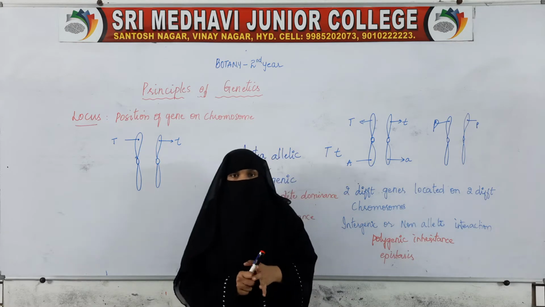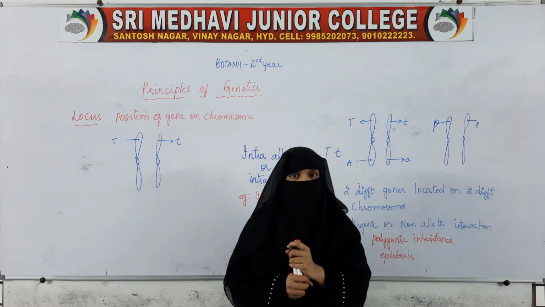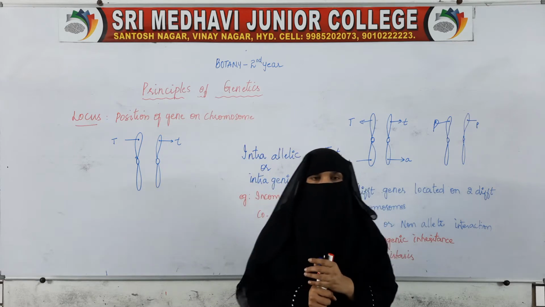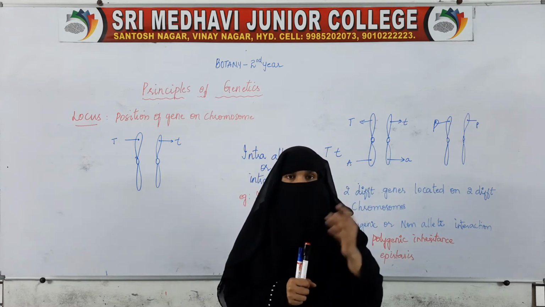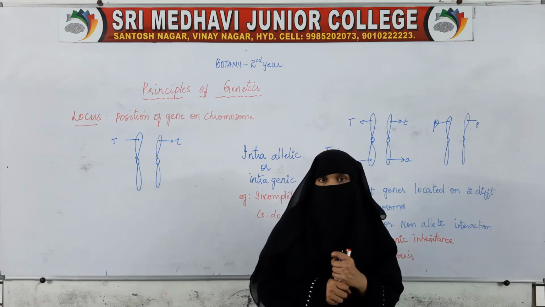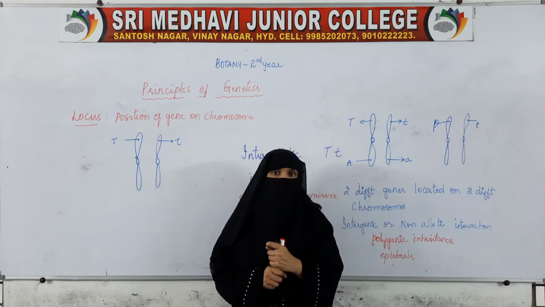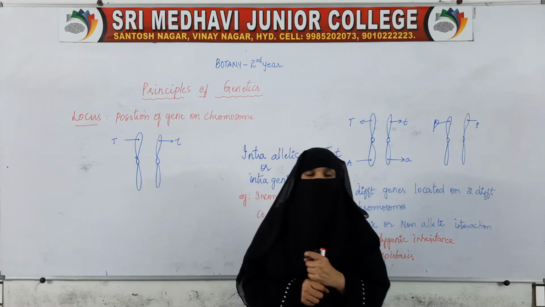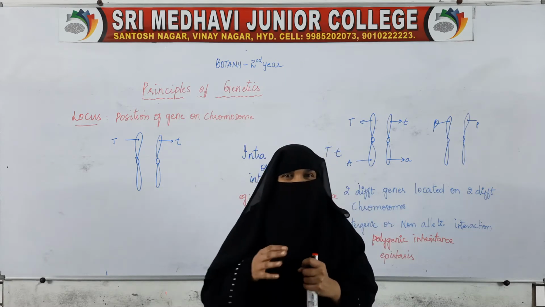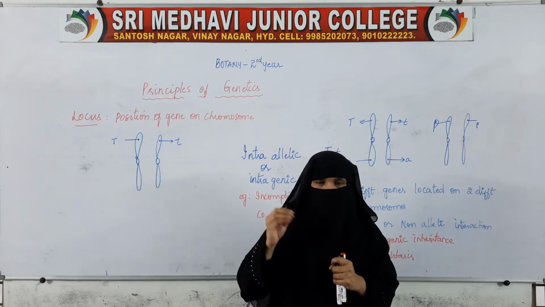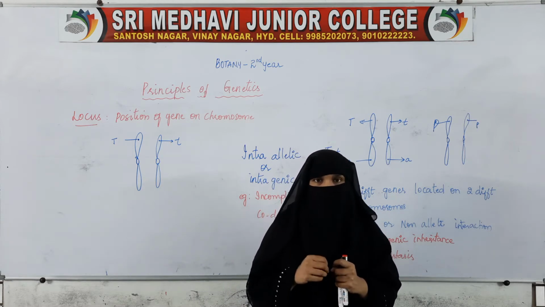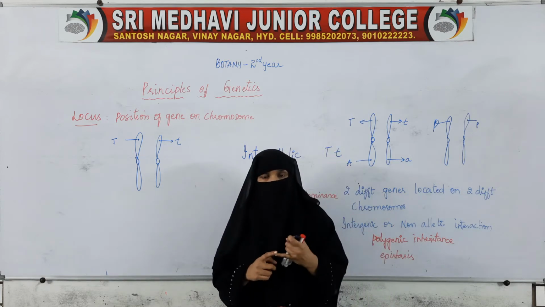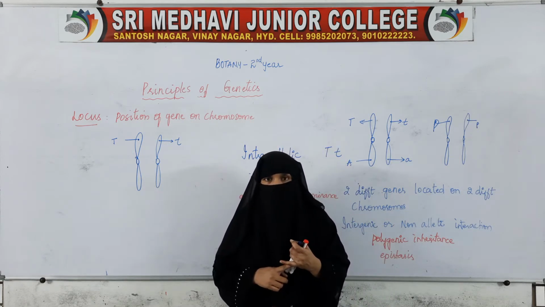Welcome everyone. In the previous class we studied the different types of crosses. We studied Mendel's laws of inheritance, the three laws: the law of dominance, the law of segregation and the law of independent assortment. We have also seen why Mendel chose those characters. Mendel did his research on the pea plant, and he discovered these three laws.